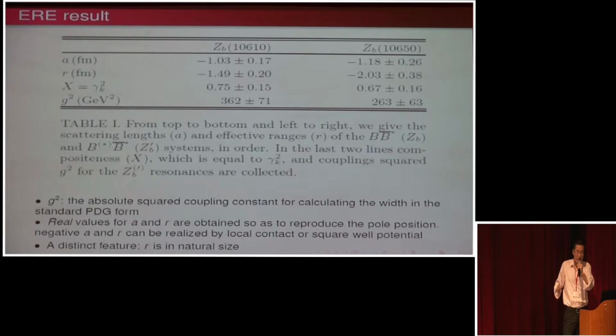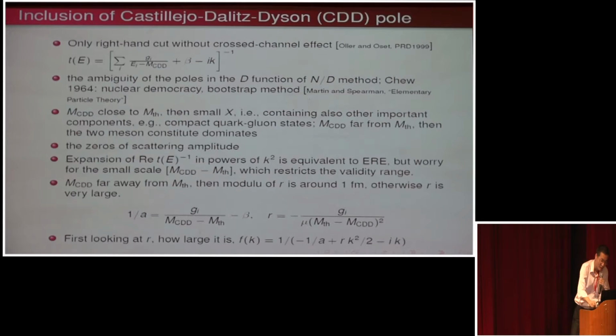Here we add a big caution: a distinct feature of the effective range expansion is that the effective range is of natural size. Natural size means the pion exchange energy scale, around 1 Fermi, and here it is just so. But in some cases, the effective range will be huge. In that case, we will doubt the convergence of the effective range expansion.